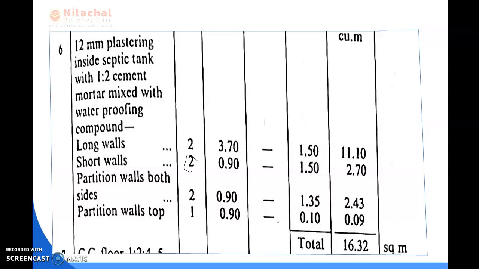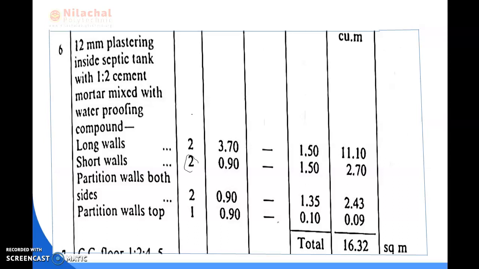So the total value of plastering is 11.10 plus 2.70 into 2 plus 2.43 plus 0.09, which equals 16.32 square meter.